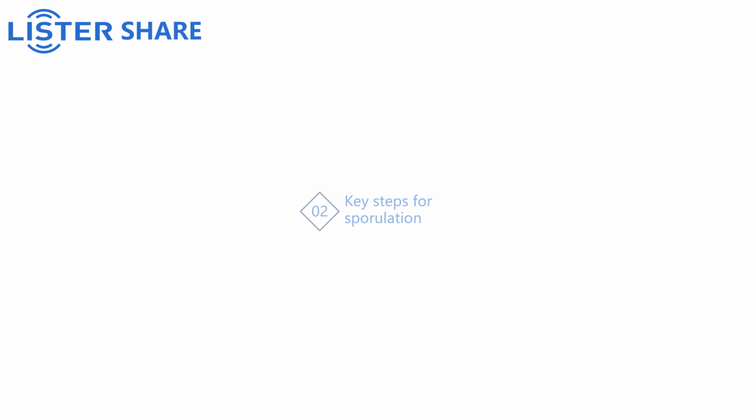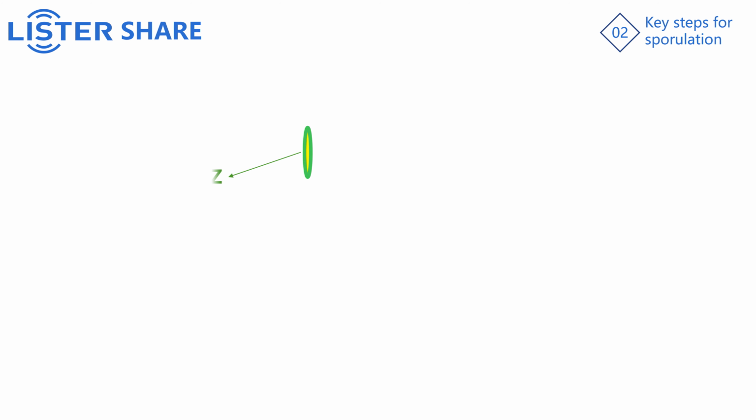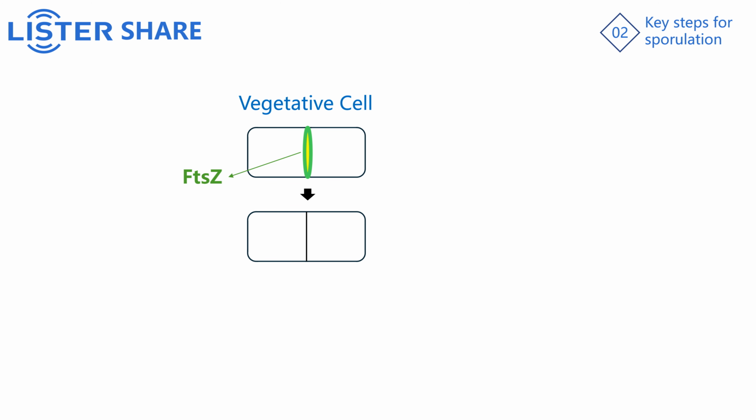The process of bacteria turning into spores is a very interesting and mysterious process. Let's take a look together. The first key step: asymmetric cell division. Bacteria divide through the action of the tubulin-like protein FtsZ. During vegetative growth, the Z-ring forms in the middle of the rod-shaped bacterial cell, marking the future site of cell division and resulting in two equal daughter cells.